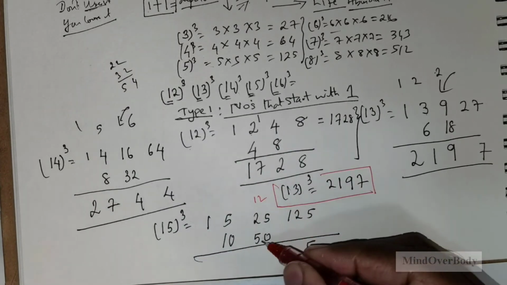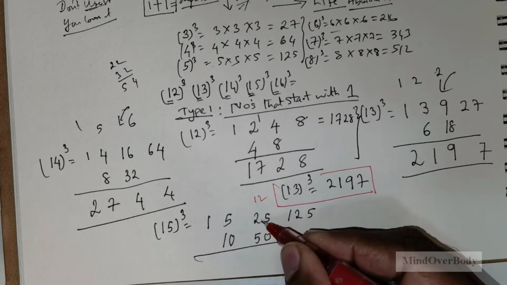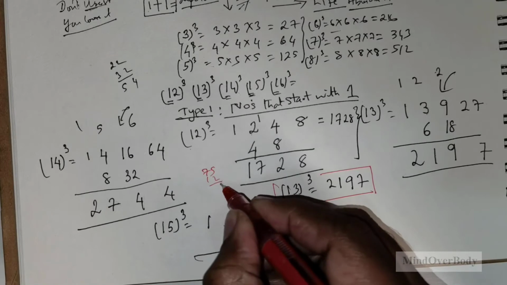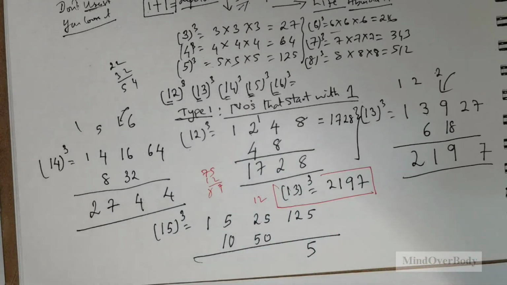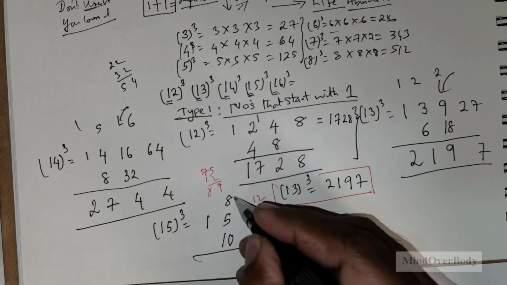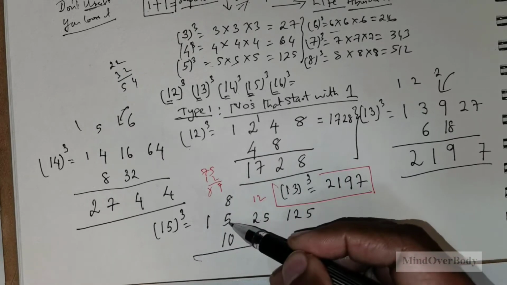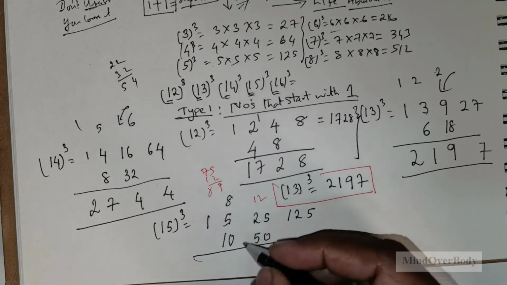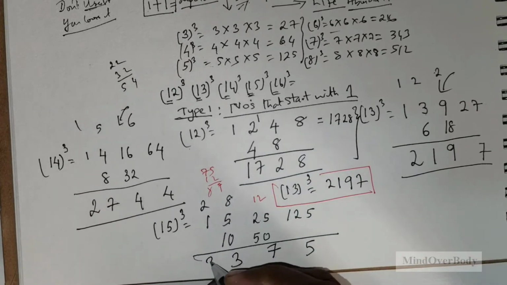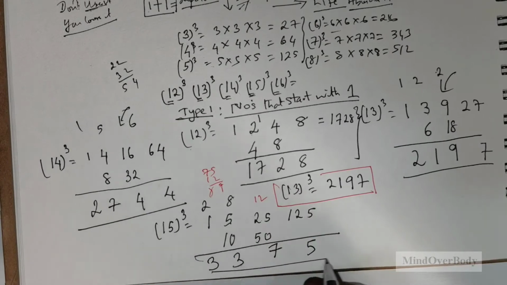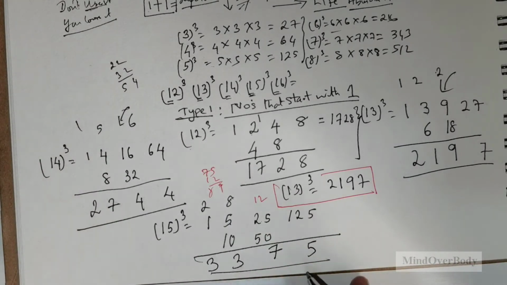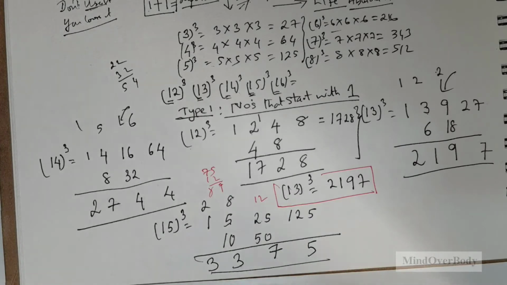Okay. Now 50 added with 25 is 75. 75 added with 12, that would be 87 coming there. Place the quantity 7 down. Carry 8. Now 8 added with 5 is 13. 13 added with 10 is 23. So place 3 there. Carry 2 there. 2 added with 1 will give you 3. So the solution for 15 cubed is 3375.